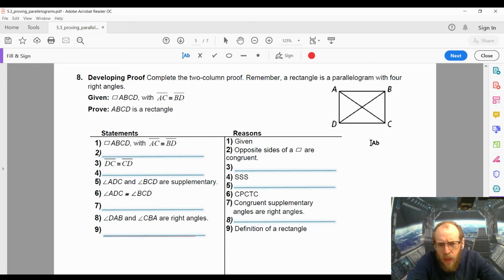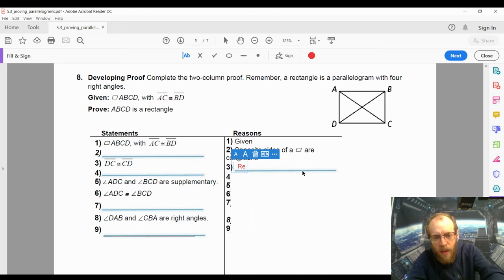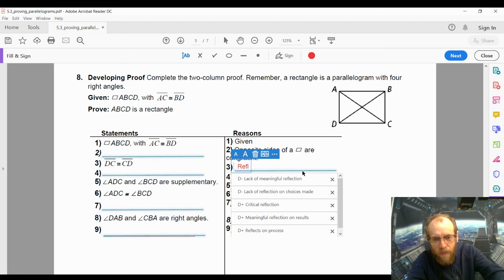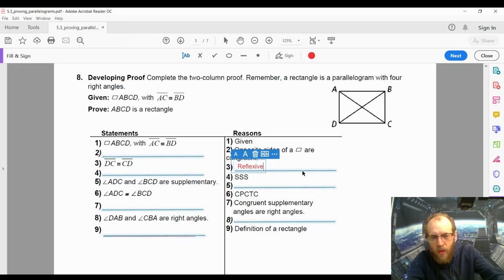So we've got that those two diagonals are congruent. Again, they're sides of triangles. So are DC and CD. Now, how would I know that? Well, probably the reflexive property, which tells you that anything is congruent to itself. Specifically, the reflexive property of congruence. Sorry about the clicking.